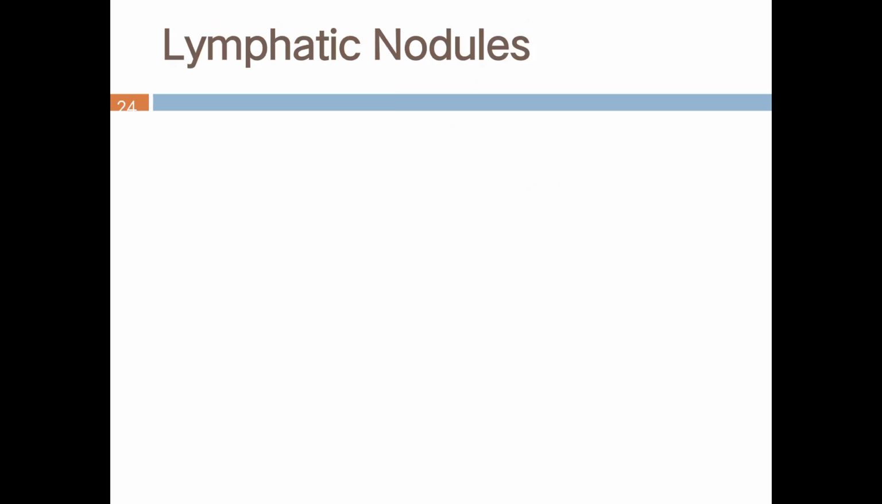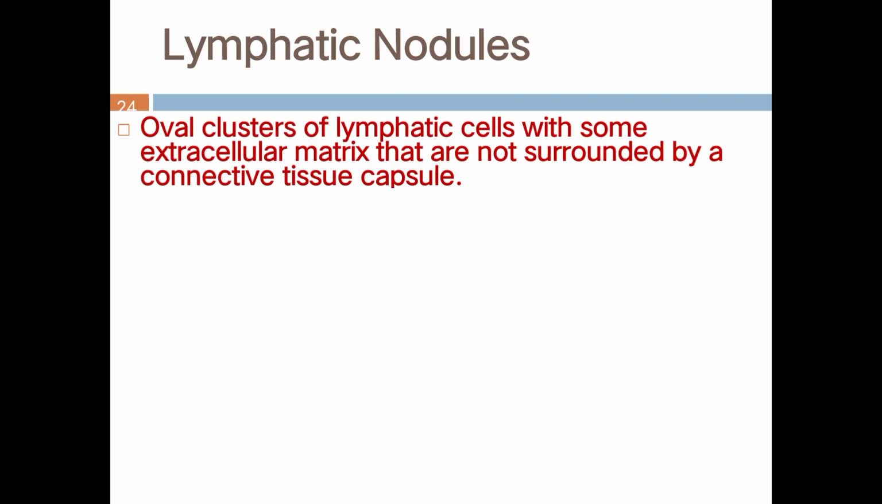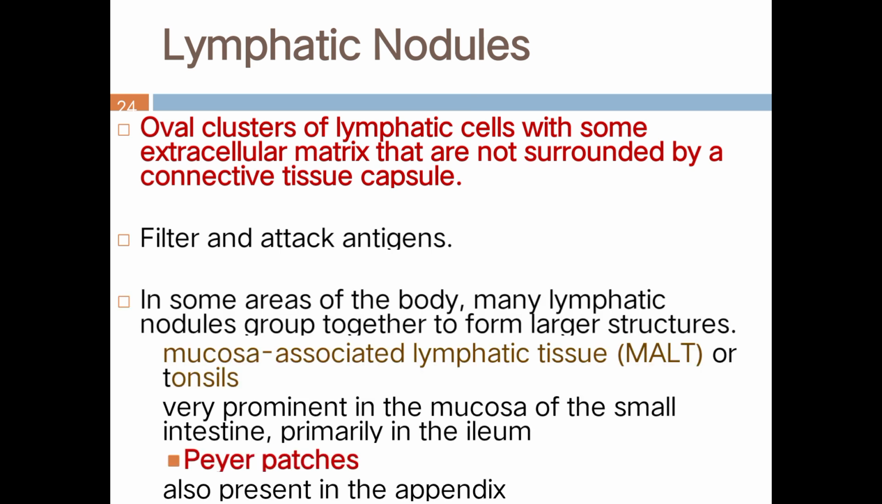Lymph nodules: oval clusters of lymphatic cells with some extracellular matrix that are not surrounded by a connective tissue capsule. They filter and attack antigens. In some areas of the body, many lymphatic nodules group together to form larger structures. Mucosa-associated lymphatic tissue, or tonsils, is very prominent in the mucosa of the small intestine, primarily in the ileum. Peyer's patches are also present in the appendix.